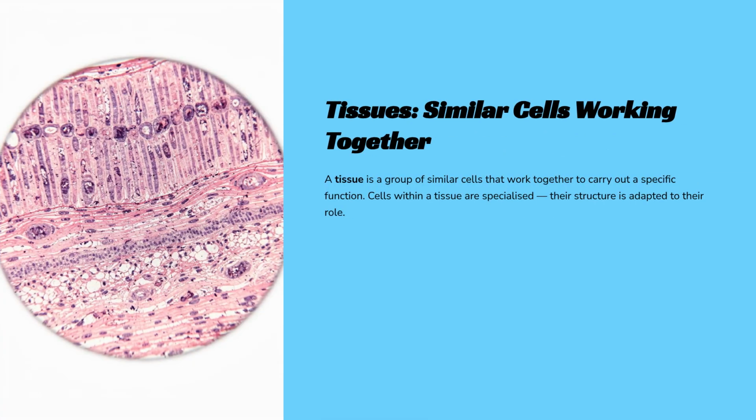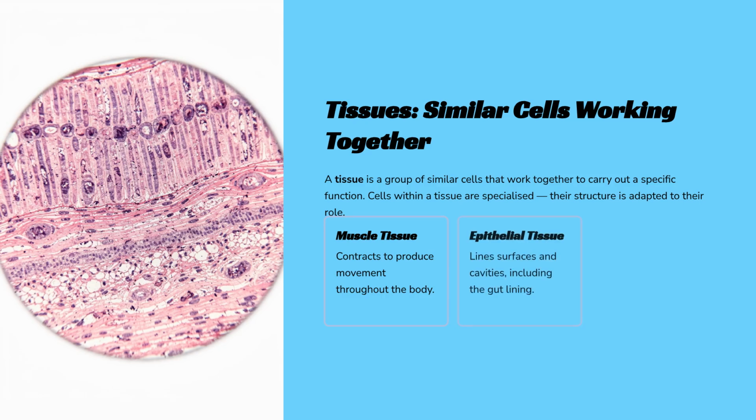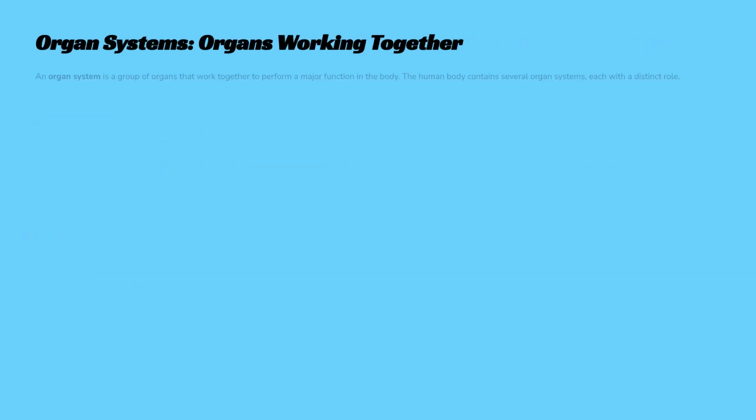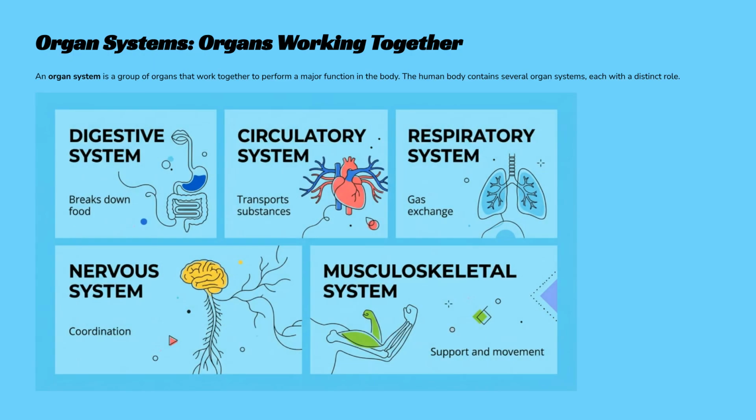Tissues are groups of similar cells working together for a specific function. We have muscle tissue for movement, epithelial tissue lining surfaces, and glandular tissue that produces and secretes substances like enzymes. Organs are structures made of different tissues working together. For example, the stomach uses muscular tissue for churning, glandular tissue for acid and enzyme production, and epithelial tissue for lining. Organ systems are groups of organs performing major functions. Examples include the digestive, circulatory, respiratory, nervous, and musculoskeletal systems.